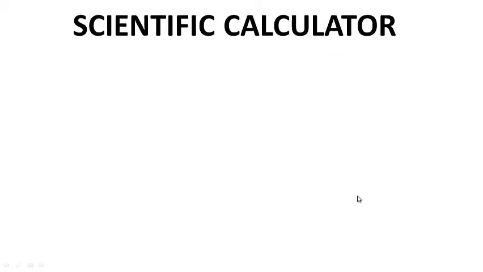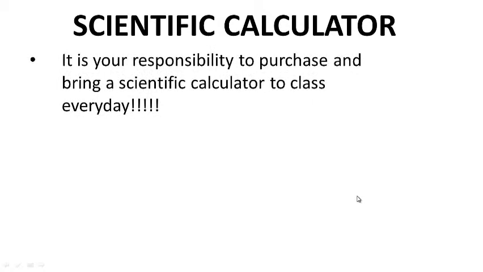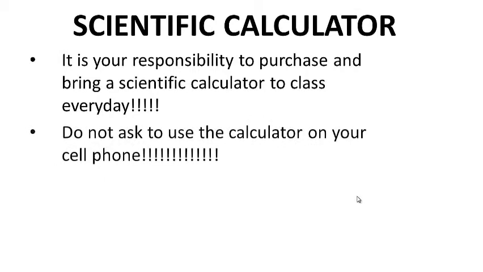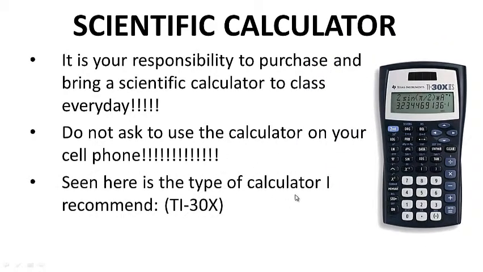All right, so scientific calculator. It's your responsibility to purchase and bring a scientific calculator to class every day. It's just like your periodic table. Always have it. Do not ask to use the calculator on your cell phone. Seen here is the type of calculator I recommend, a TI-30X. If you use the calculator on your cell phone for a test, I will take it away, because it has a camera on it, and I don't want people recording tests. So just get a scientific calculator like the one here. It's a great calculator, easy to use.